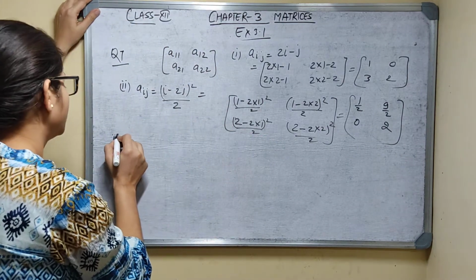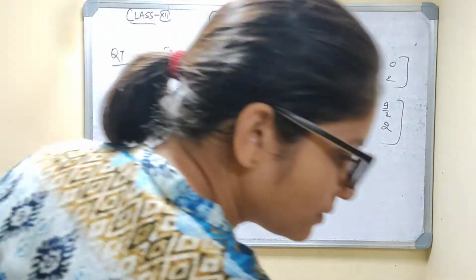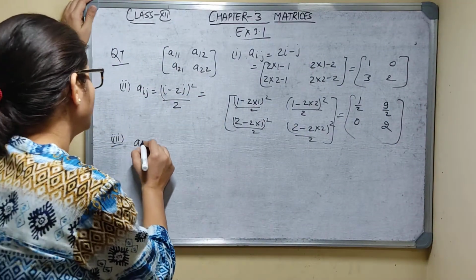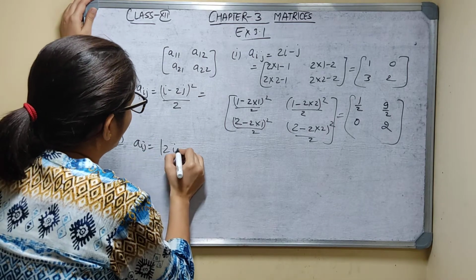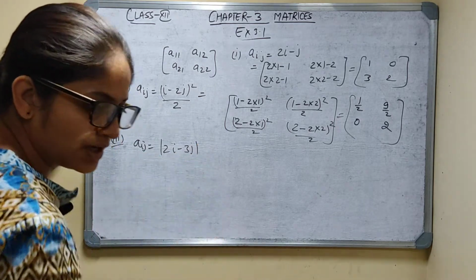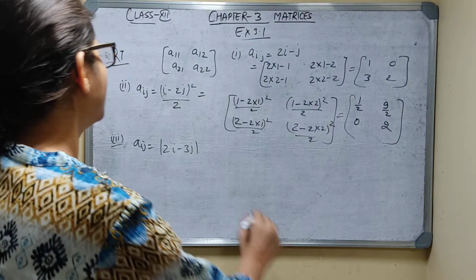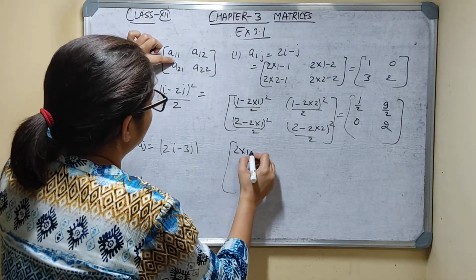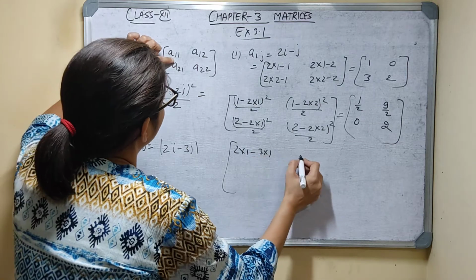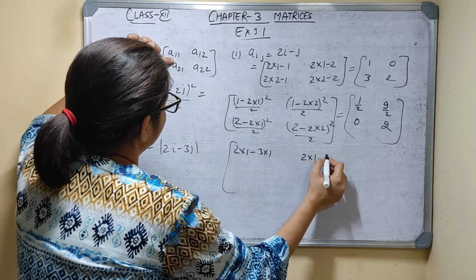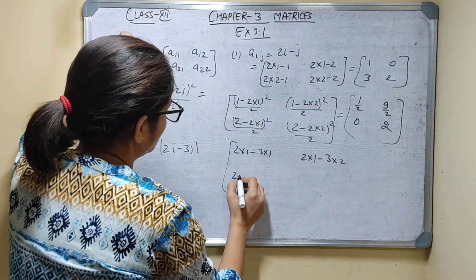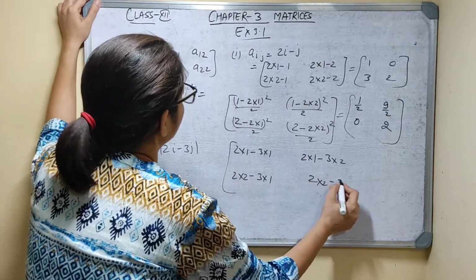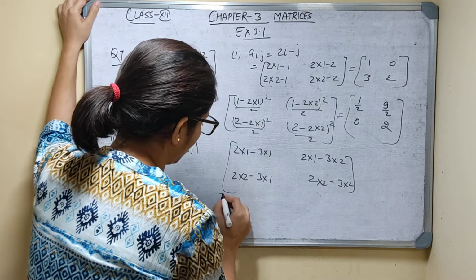Third part. Aij is equal to mod of 2i minus 3j. So how will you write? 2 into 1 minus 3 into 1, 2 into 1 minus 3 into 2, 2 into 2 minus 3 into 1, 2 into 2 minus 3 into 2. Like this you can write.